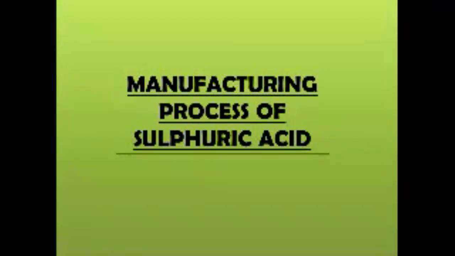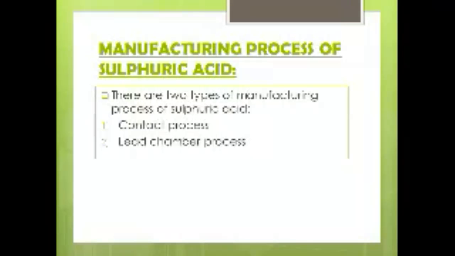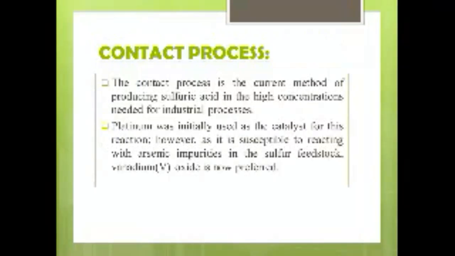So here we talk about the manufacturing process of sulfuric acid. There are two types of manufacturing process of sulfuric acid. First is the contact process, second is the lead chamber process. So first we talk about the contact process.